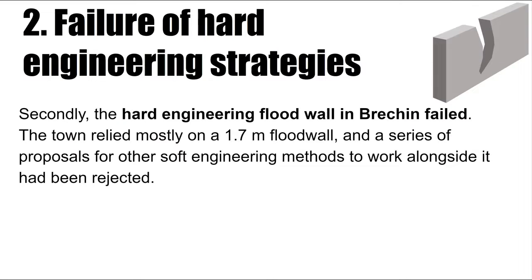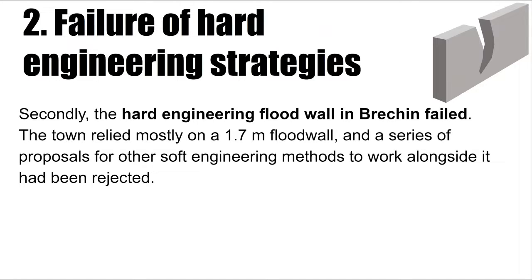The second human cause is the failure of hard engineering and the management of the river. The main management defence in Brecon town was this flood wall. The town relied mostly on this 1.7 metre flood wall that was built and completed and rebuilt again in 2016. That was as recently as it was done.